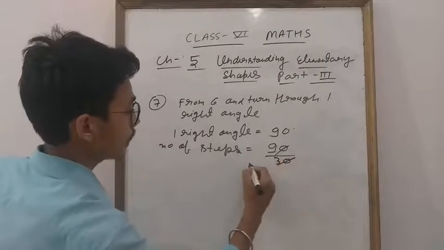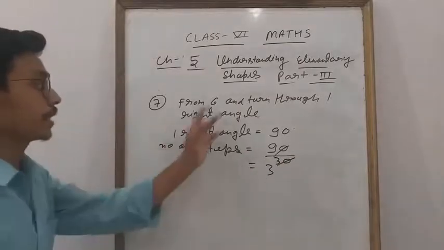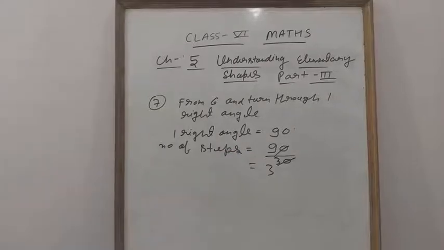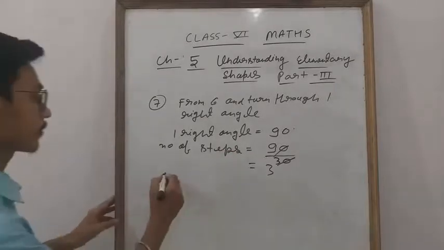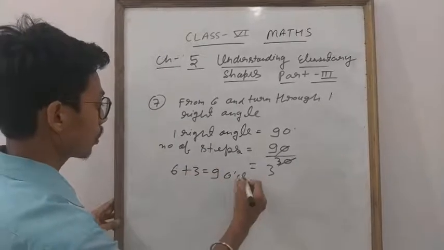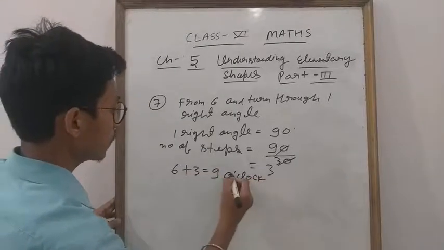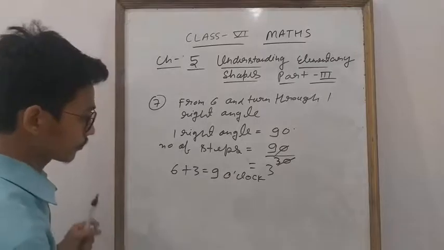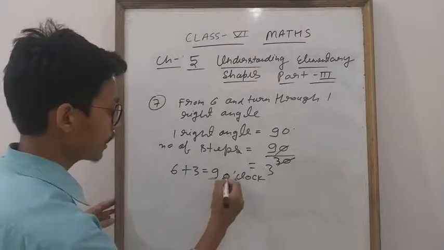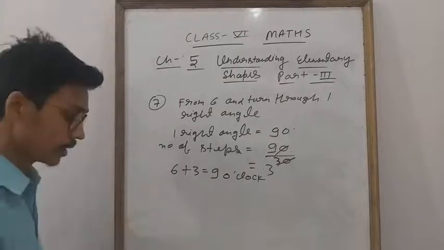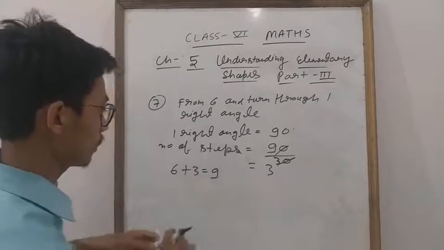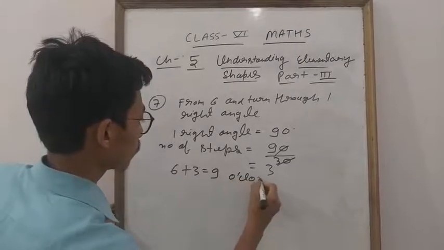Now 30 3s are 90. Everyone knows. That is, from 6 you have to move 3 steps. That is 6 plus 3. It means 9 o'clock. See, this is very simple. First you will find out the steps. Then you will divide it by 30. Okay everyone? This is 9 o'clock.